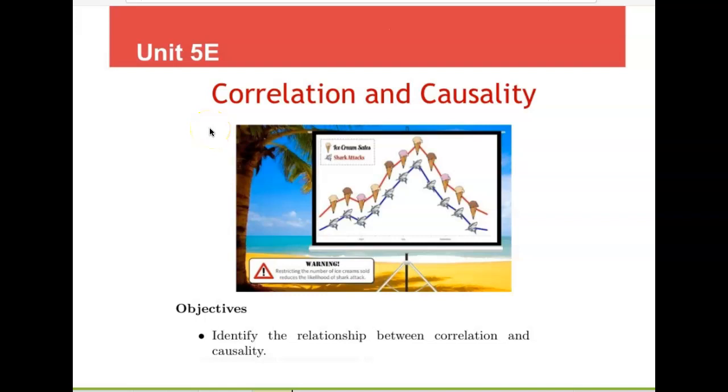Okay, so today we're going to talk about what correlation is and then the difference between correlation and causality. There's a famous saying in statistics that correlation is not causation, and that means just because two things are associated with one another doesn't mean one is causing the other.